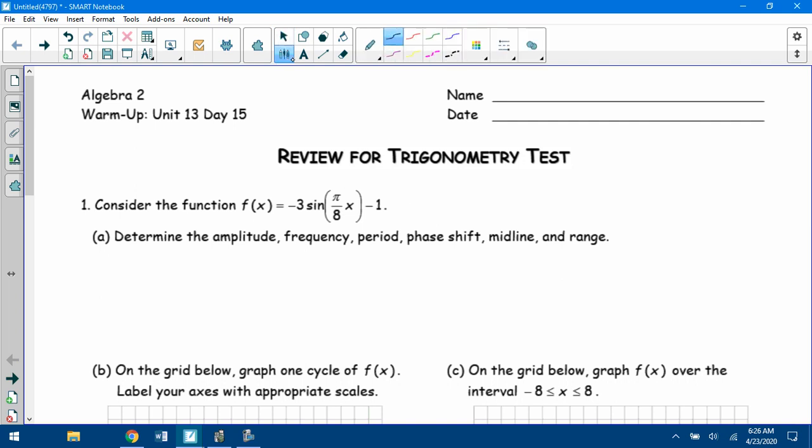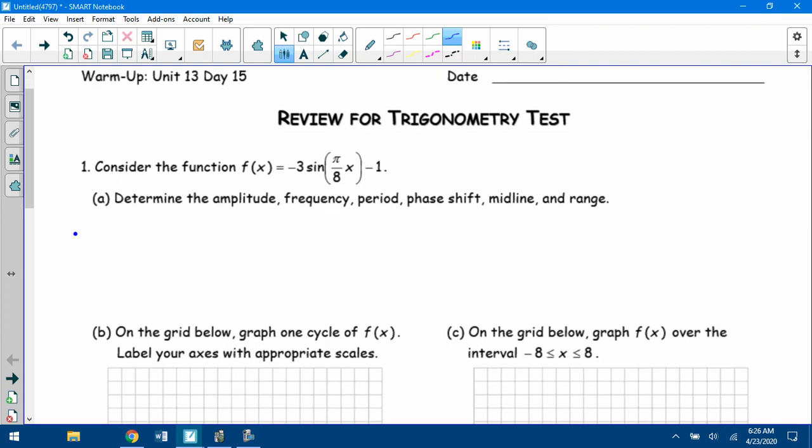All right, did you try them? Okay. Amplitude, frequency, period, phase shift, midline, and range, given this function. Things to remember for the test tomorrow. Amplitude is what? The absolute value of -3. Don't ever give me an amplitude that's negative, because amplitude is just the vertical shift, or vertical stretch, which is 3. What's the frequency?